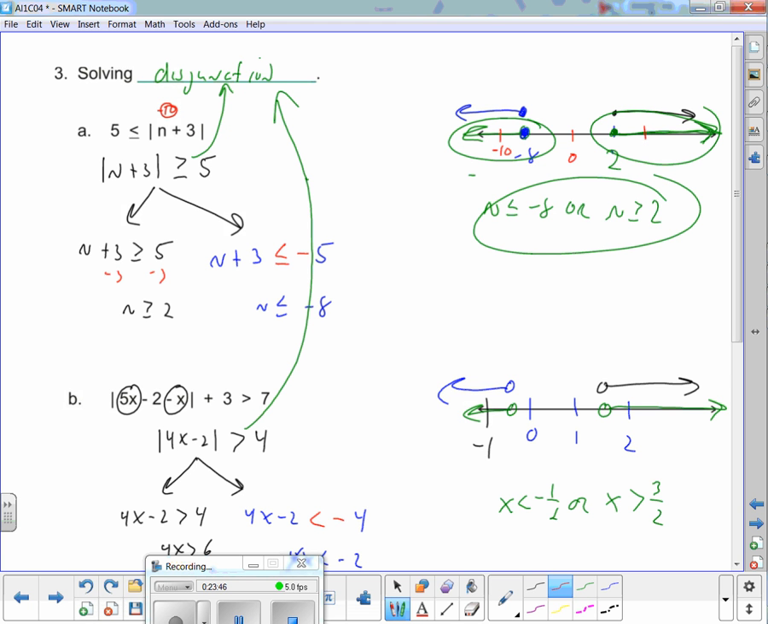Let me try a value out here. 4. 4 plus 3 is 7. Absolute value of 7 is 7. Is 5 less than or equal to 7? Yeah. Oh, those values are also the answer. It must be these and those. See, that's the way you got to do it if you don't know it's a conjunction or disjunction. You got to read it out that way.